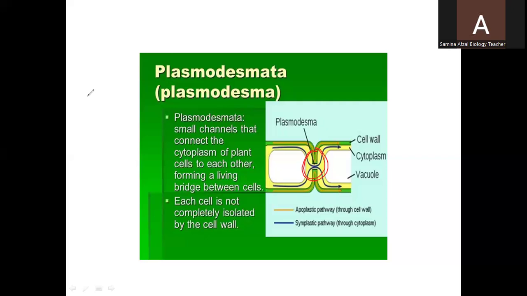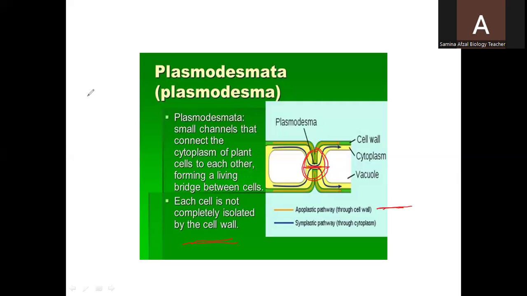Water can move through these plasmodesmata. Each cell is not completely isolated by the cell wall. We can say that cells are not completely separated from one another. They are connected with one another by plasmodesmata, and through them the water can pass. There are two pathways involved in the movement of water or other solutions: the apoplastic pathway and the symplastic pathway.